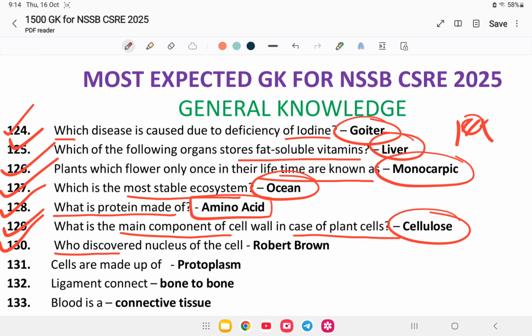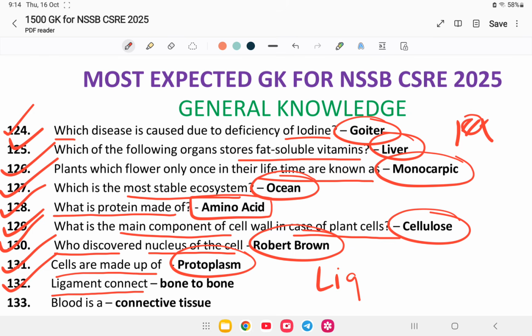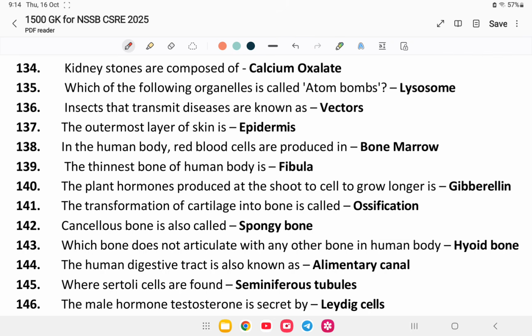130. Who discovered the nucleus? Robert Brown. 131. The cells are made up of protoplasm. 132. Ligament connects bone to bone, and it is a connective tissue. Next question, 134. Kidney stones are composed of what? Calcium oxalate. Question number 135. Which of the following organelles are known as atom bombs? Lysosome.